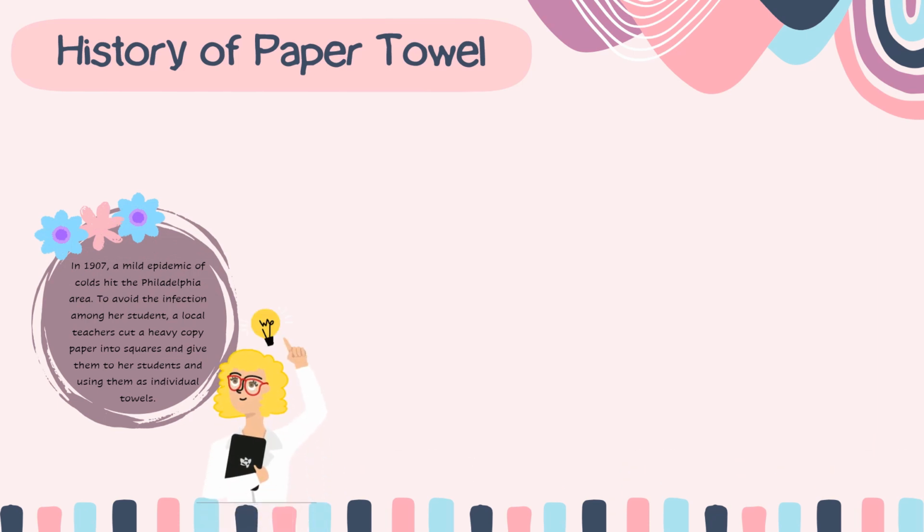The idea of the paper towel started from a local teacher in 1907. In 1907, a mild epidemic of colds hit the Philadelphia area. To avoid infection among her students, a local teacher cut heavy copy paper into squares and gave them to her students to use as individual towels. This was a substitute for the cloth towels that were used in the community washrooms, the usage of which would only spread the disease around. In this way, soft paper was used only once and disposed of. In other words, a Philadelphia teacher prevented the transmission of germs from one sick kid to another.